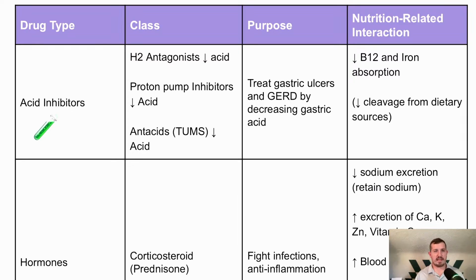Let's start out with the acid inhibitors. Important term you need to remember: inhibit means to decrease, to reduce, right? For acid inhibitors, there's about three subclasses. There could be more, but these are the major ones I would say. We have H2 antagonists, which will decrease acid production in the stomach. We have proton pump inhibitors, which will also decrease acid in the stomach.